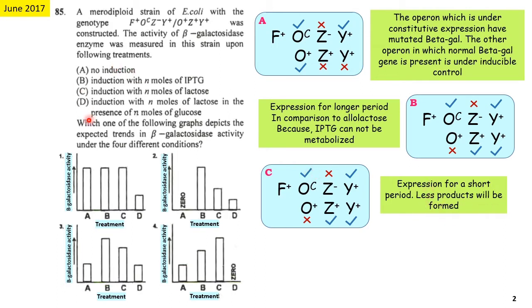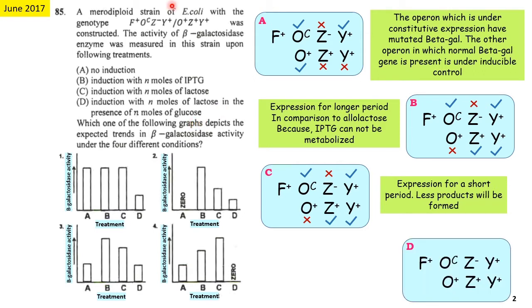Okay, now coming to the fourth option, D option, that is induction with n mole of lactose in the presence of n mole of glucose. So we have learned about this, that when glucose and lactose both are present in the media, E. coli will prefer the easiest form of energy source, that is glucose, because glucose can be directly utilized in the glycolytic pathway and it can be easily broken down to form energy. Now when the media has both lactose and glucose, E. coli prefers to use glucose, as lactose is not being utilized.